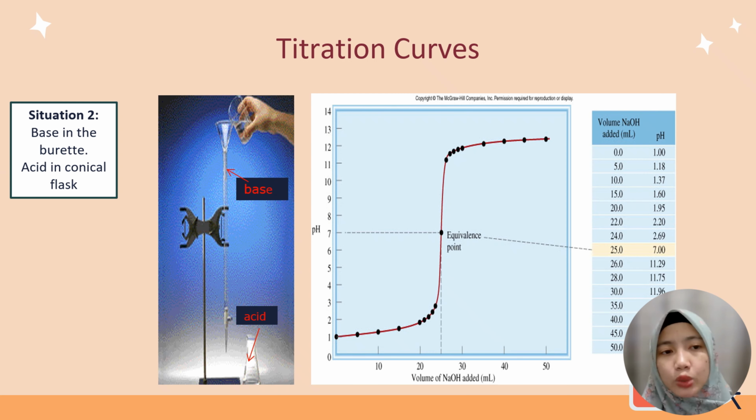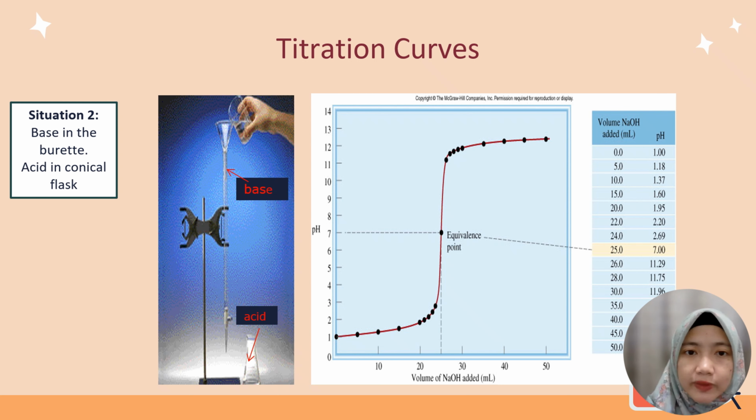Next, we go to situation 2, where we have the opposite situation. Basic solution is placed in the burette as the titrant, while acid solution is placed in the conical flask. When you want to sketch the titration curve, it will be the same: pH versus the volume of the titrant, which is the basic solution. For example, here, volume of NaOH added.